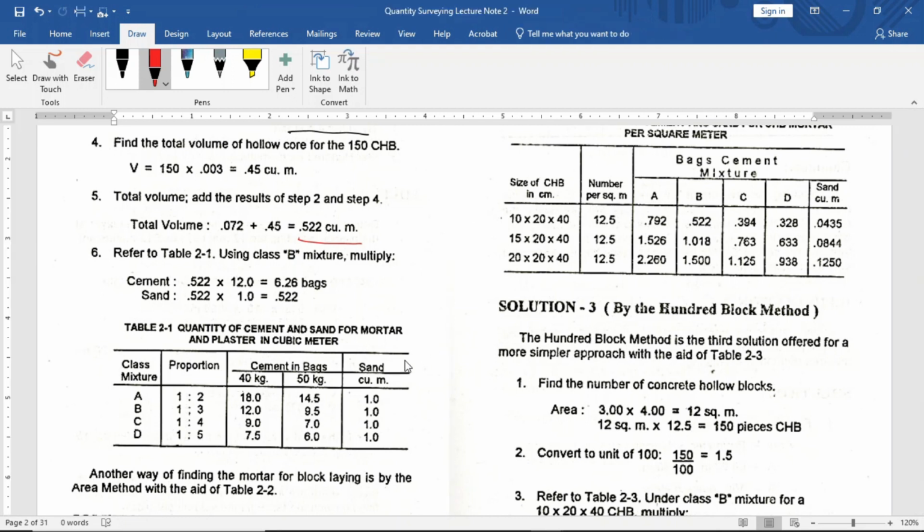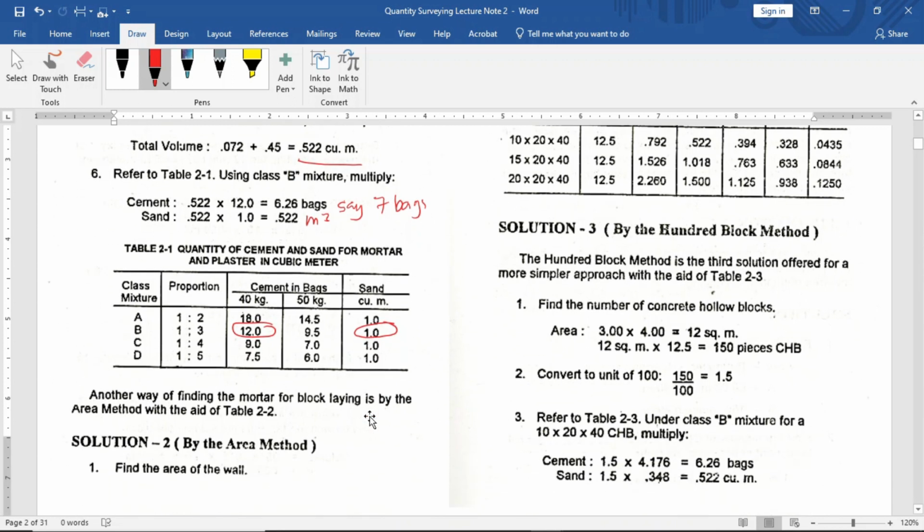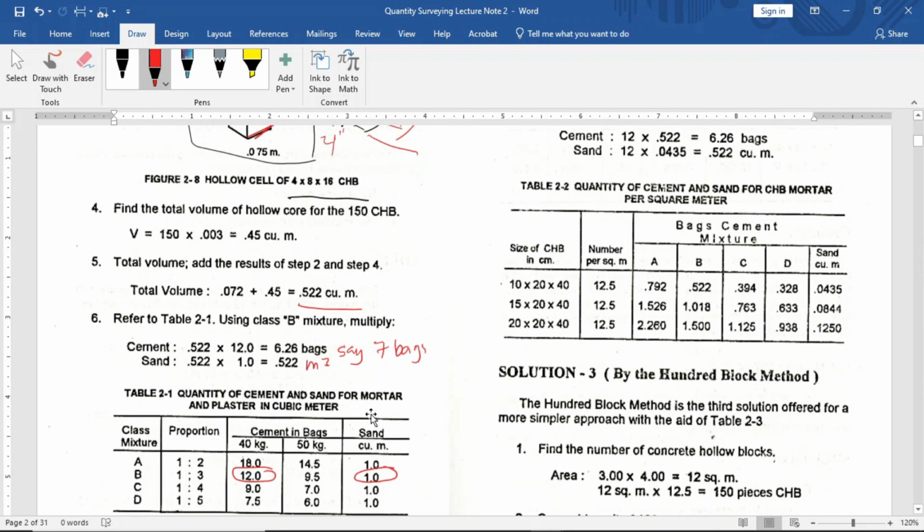So, class B. 40 kilograms. Sand is 1. So, 0.522 times 12 is 6.26 bags. And sand is 0.22 times 1 is 0.2 cubic, 0.52 cubic meter. So, say natin na 7 bags ito. So, yan yung ano natin by volume method.